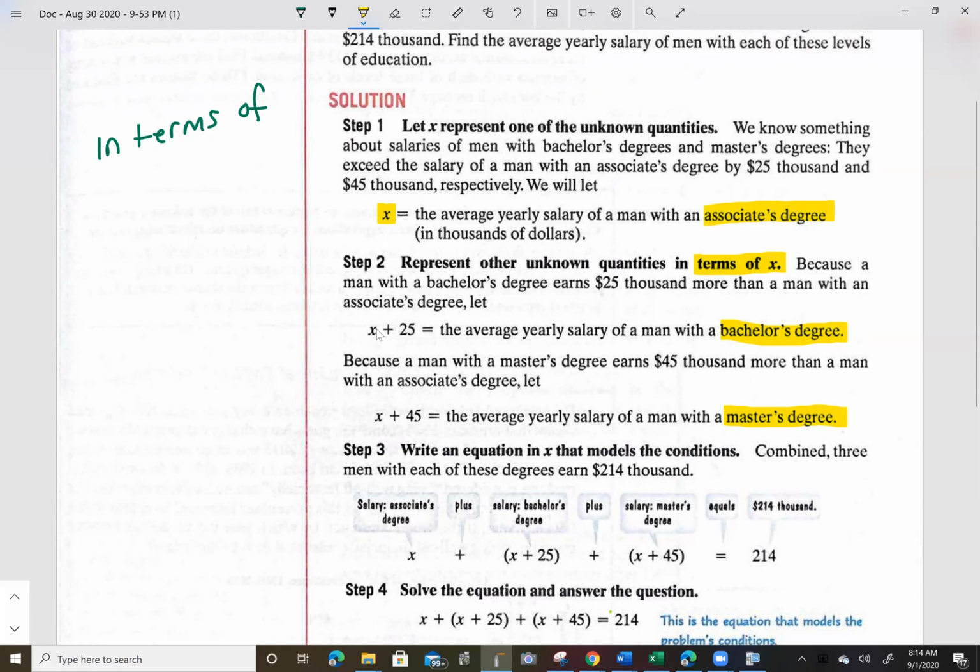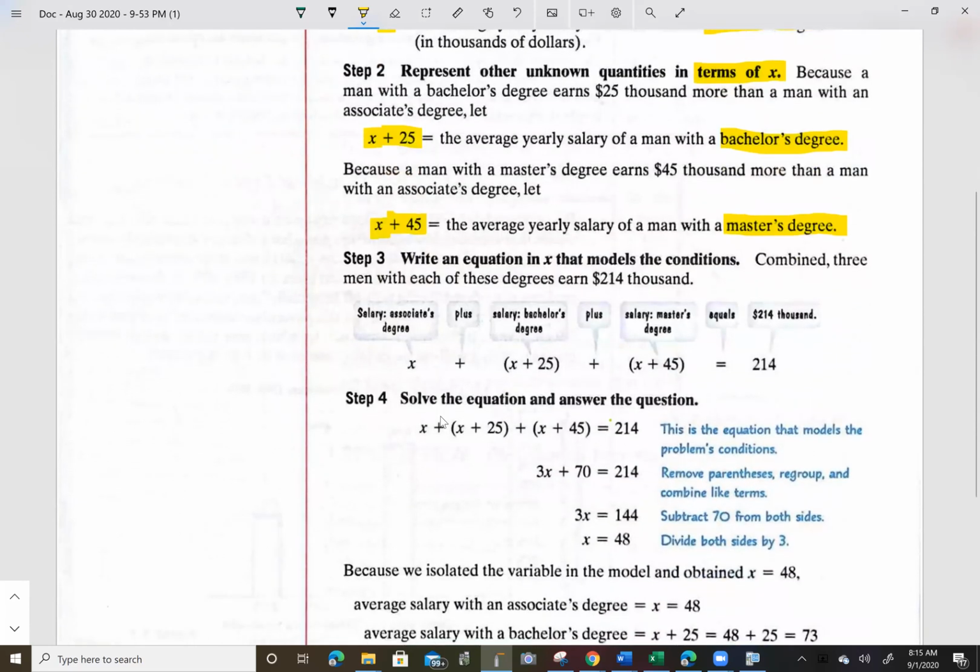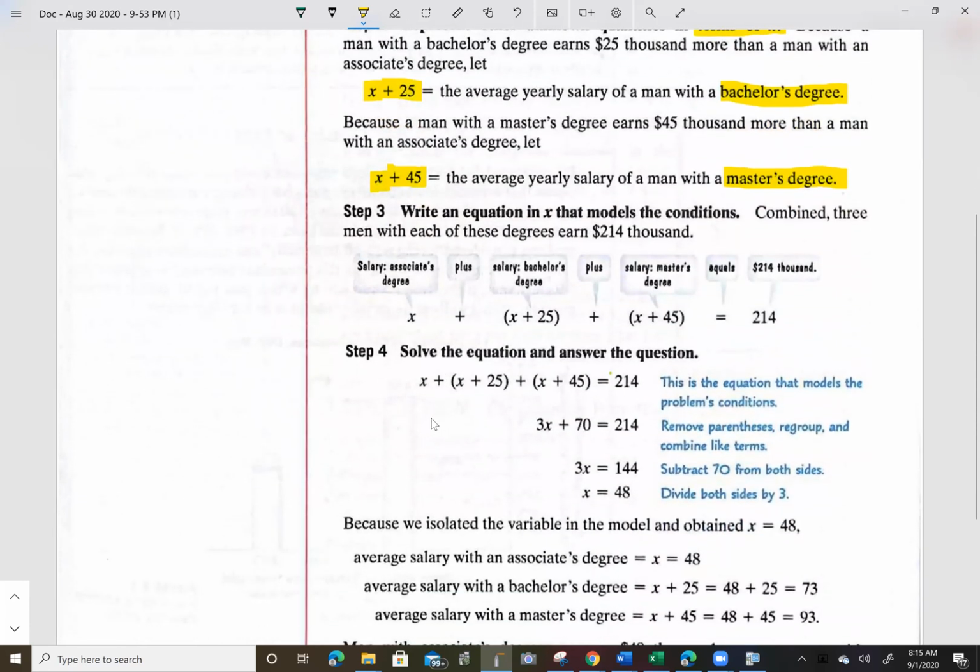So with the bachelor's degree, if X is the associate's degree, then you have to add on $25,000 to be able to represent the salary of a man with a bachelor's degree. And here X still represents how much money the man makes with an associate's degree. And then whatever that is, we can add on $45,000 and you get the average yearly salary of a man with a master's degree. Okay, so both of those salaries are written in terms of whatever the person with the associate's degree is making.